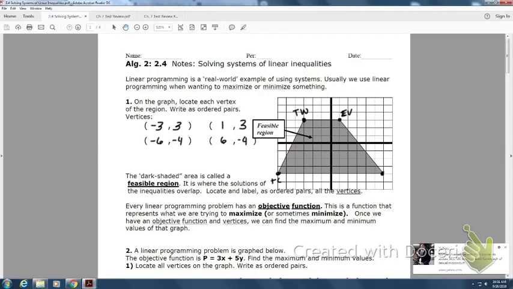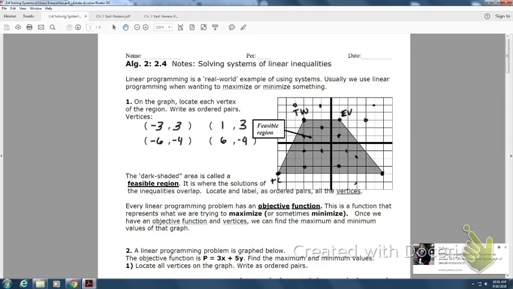Now, today we're mostly going to be maximizing or minimizing stuff, and we'll use those points to do that. Before we get into that, you need to know that even though we're going to be focusing on the vertices, any point that I would put inside that feasible region would be a solution to the system of inequalities. Okay, any of those points would work in that system. Any points outside would not be a solution to that.